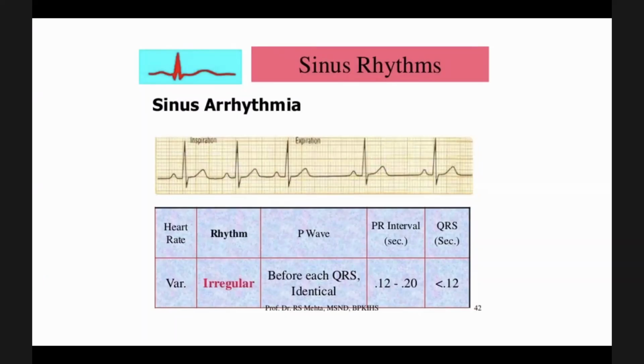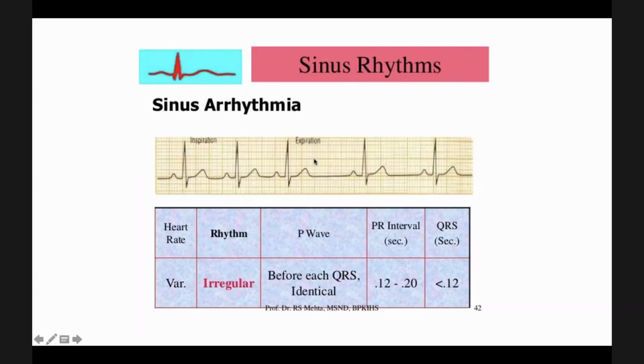And what do you mean by sinus arrhythmia? It's a physiological thing that happens with respiration. What happens in respiration? During inspiration, the rate increases, and in expiration, it decreases. That shows here as well. The inspiration rate is higher here, and the expiration rate gets lower.